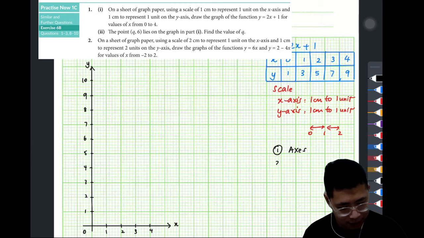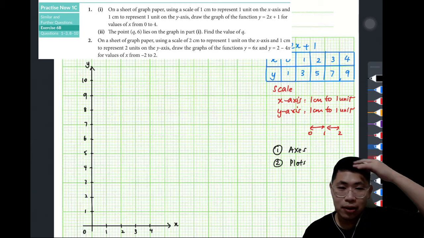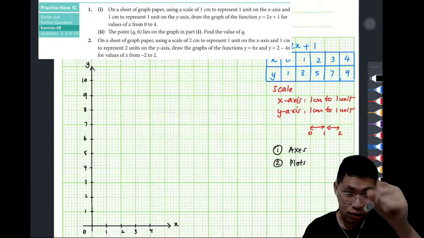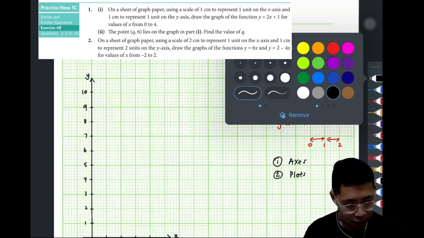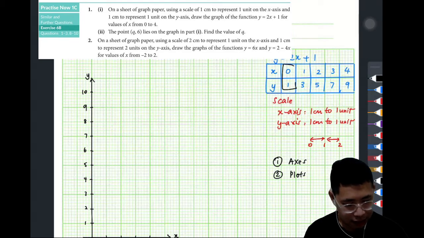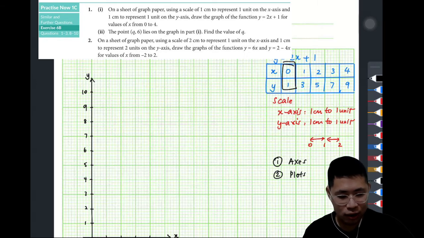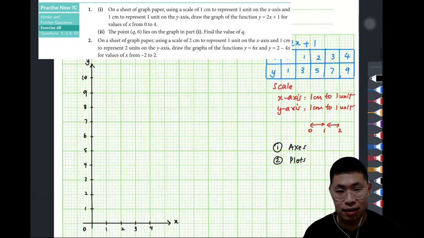Second thing, settle the plots. Right, so how do I plot the points? Normally I would use cross to plot the points. And cross which points? Just treat this as a set of points, right? So when x is 0, y is 1, so the coordinate that we are interested in is 0 1.